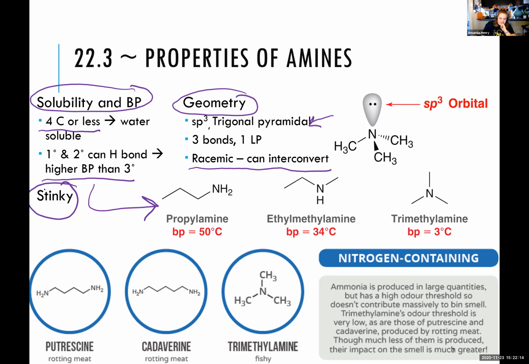A couple of them, well, not necessarily common, but trimethylamine is a common one. It's a fishy smell. Ammonia itself is common. You probably know what that smells like. It's in a lot of cleaners. It's also in cat pee, so you probably have smelled ammonia. And then the other 2 that are on here are putrescine and cadaverine, which I just think have great names because they're named after putrid rotting meat and literally decomposing cadavers. And they are both diamines. They both have those 2 nitrogen groups on them.